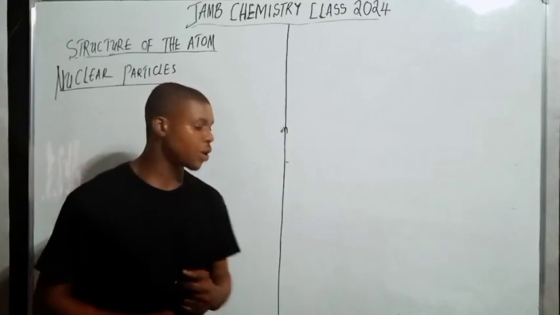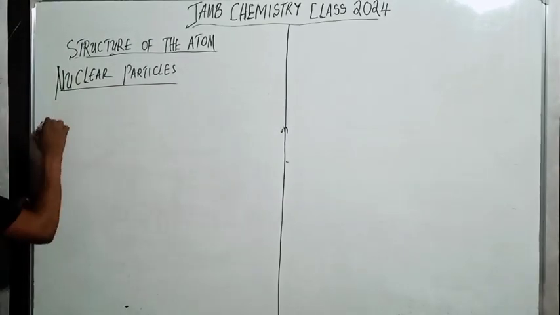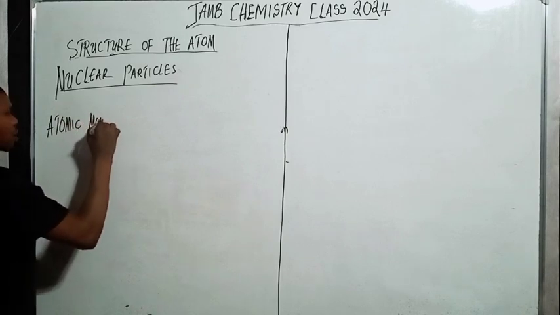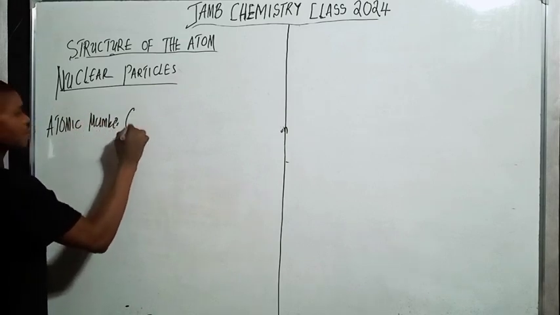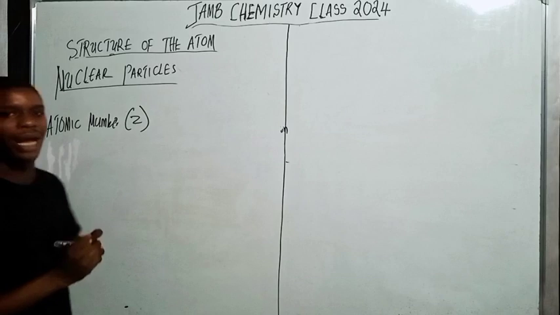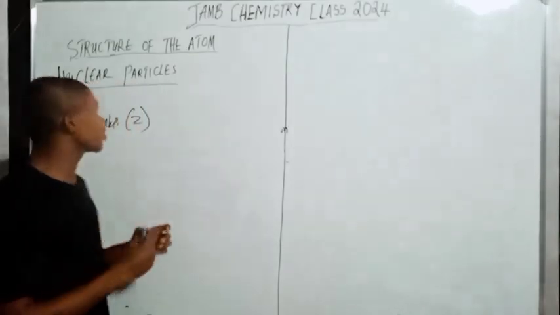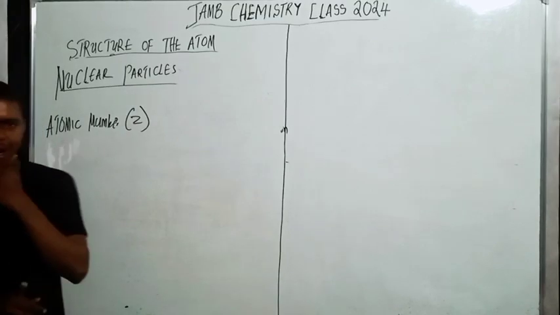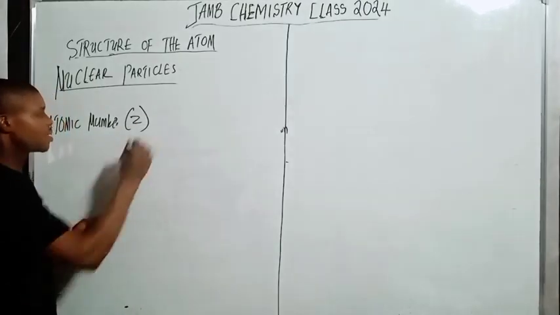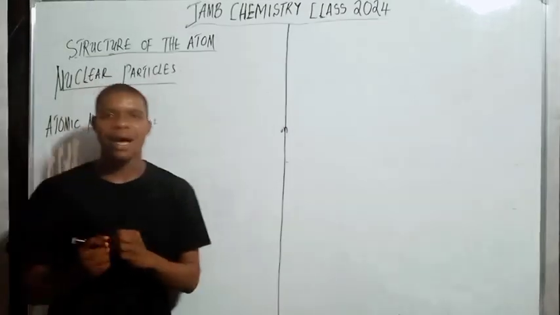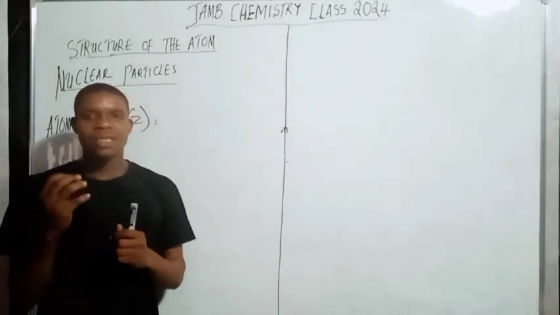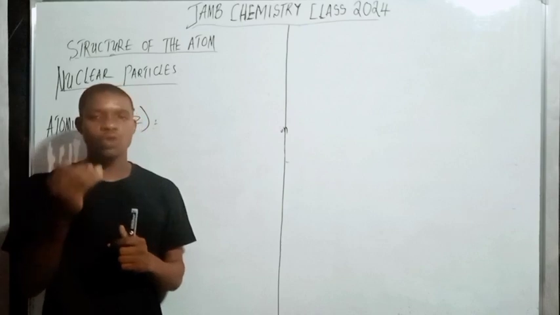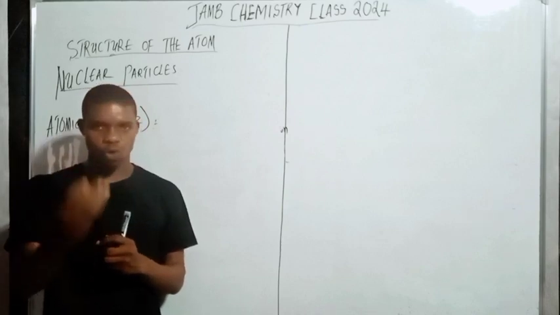So that is the first thing you want to understand here. For the nuclear particles, we have to look at the atomic number, denoted by Z. The first nuclear particle we have to look at is the atomic number. What is the atomic number? The number of protons in the nucleus is called the atomic number.